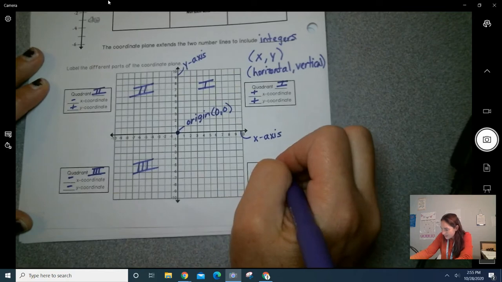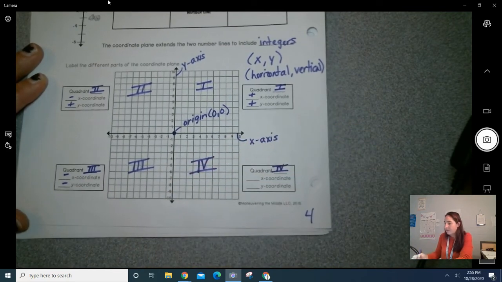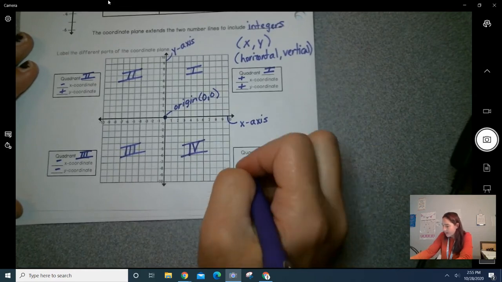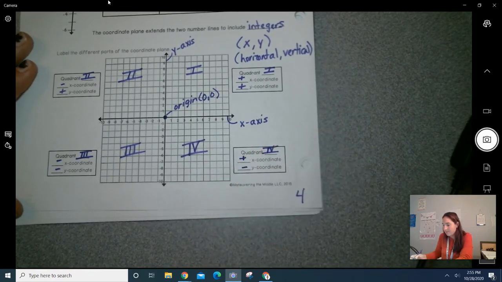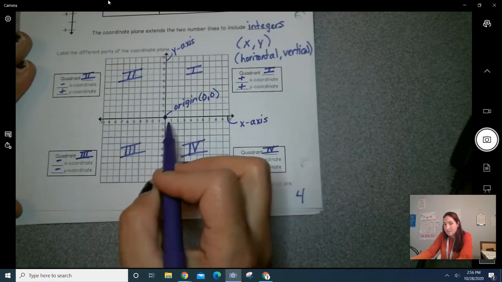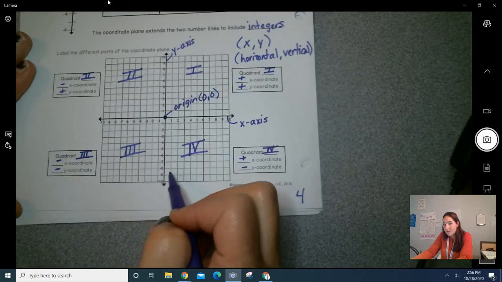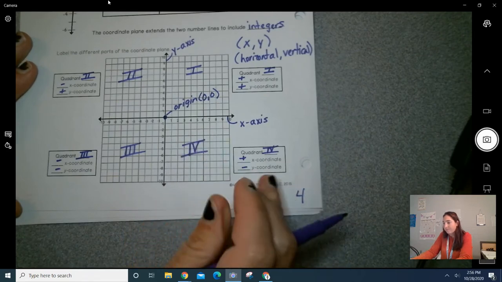And lastly, we have quadrant 4. Quadrant 4 has a negative y, but the x's are positive. So you can see the x coordinate is positive, while the y coordinate is negative in any of the numbers in quadrant 4. All right, let's do some practice with this.